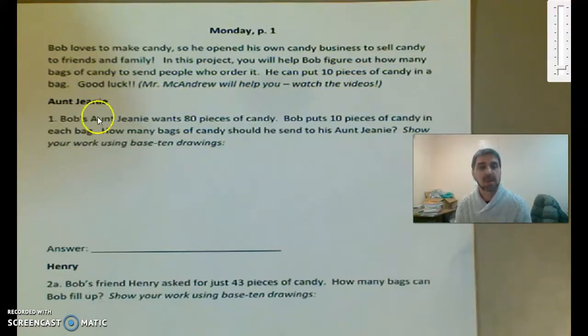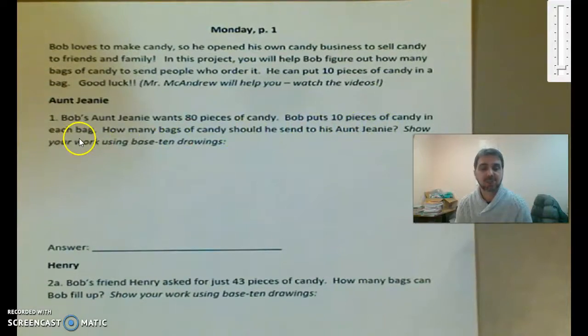So here we are. Aunt Jeannie, this is all about Aunt Jeannie. It says Bob's Aunt Jeannie wants 80 pieces of candy. Bob puts 10 pieces of candy in each bag. We know that. How many bags of candy should he send to his Aunt Jeannie? Show your work using base 10 drawings. So, how many bags should Bob send to Aunt Jeannie if she wants 80 pieces?